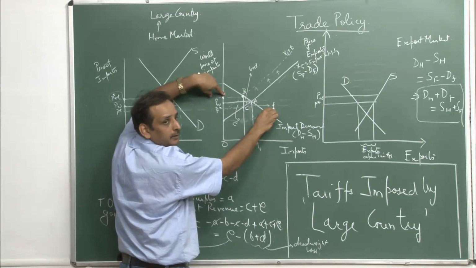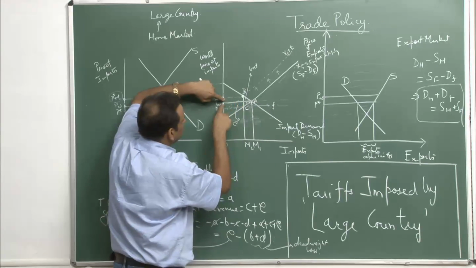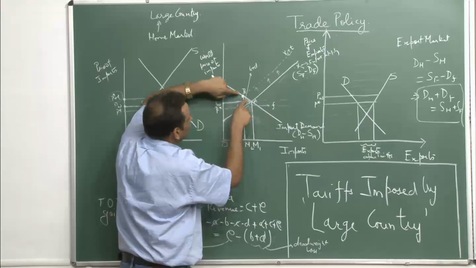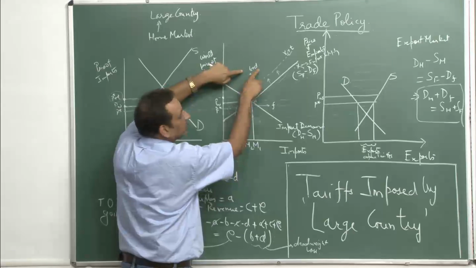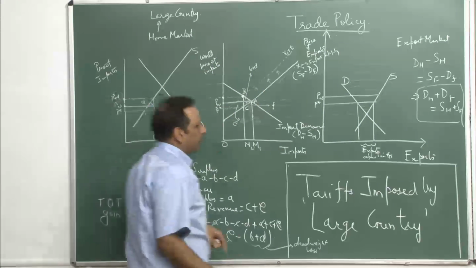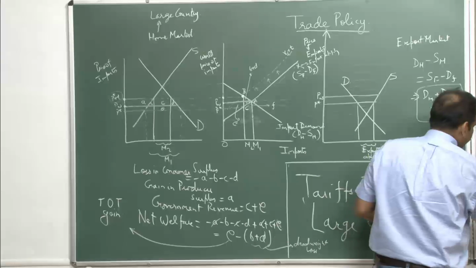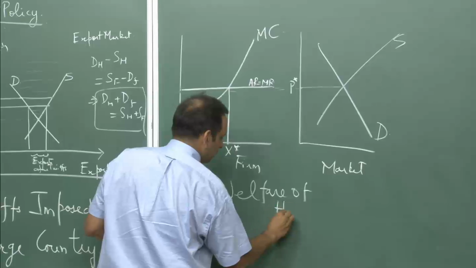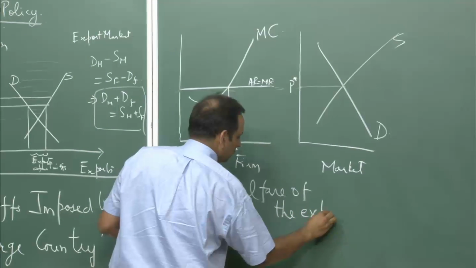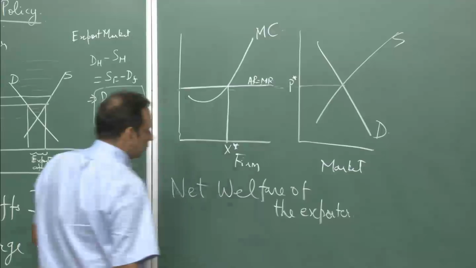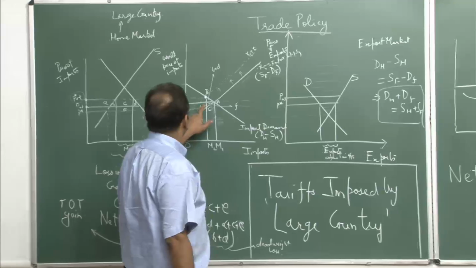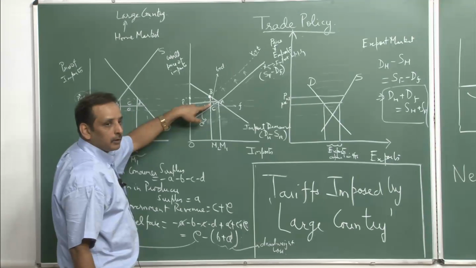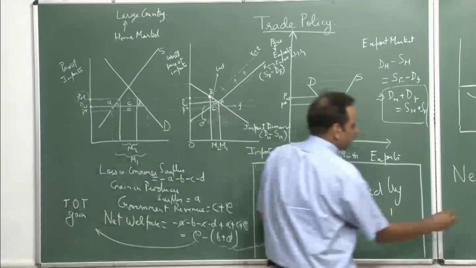Now, please mark it properly. This is E, this small triangle is F, this small triangle above is B plus D. So, the net welfare of the exporter is minus E minus F.